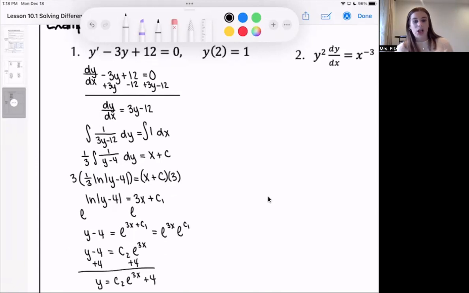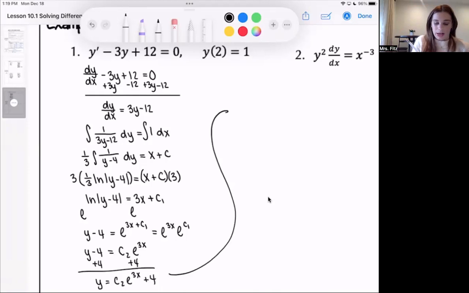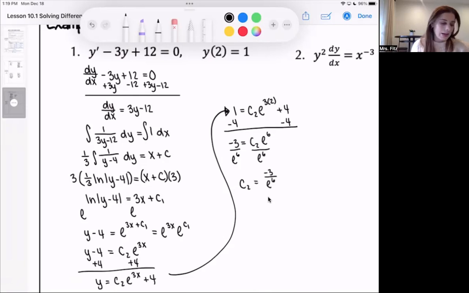But notice this is just the general solution. This isn't the specific one that has y of 2 is equal to 1. So all you have to do to solve for c is plug in 2 for x and 1 for y. I'm going to do that up here because I'm going to run out of space. So I have 1 is equal to c sub 2, which is what I'm solving for, e to the 3 times x, which is 2, plus 4. We can subtract 4. We end up with negative 3 equals c sub 2 times e to the 6th. Divide by e to the 6th. Now, c sub 2 equals negative 3 divided by e to the 6th.